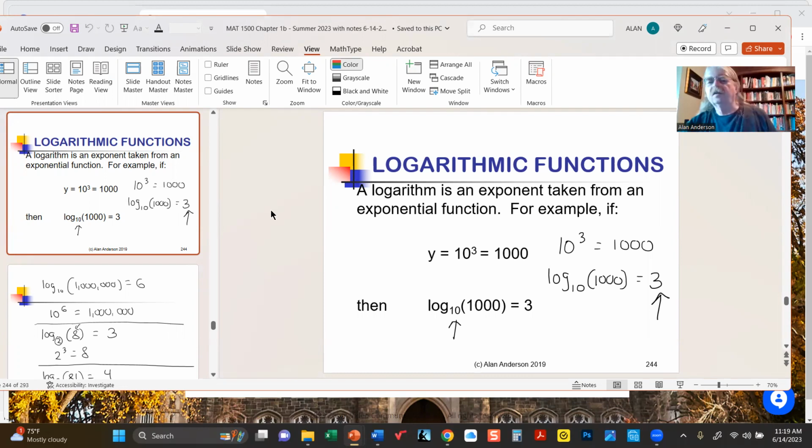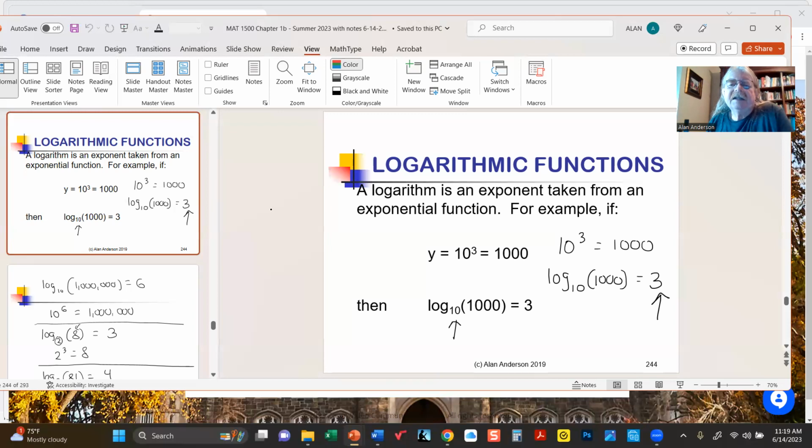Let's just quickly review what a log is. Let's just say, for example, we have the following statement, y equals 10 cubed, which of course is equal to 1,000. Now, if we take the logarithm, and if you notice there's a base here, base 10 of 1,000, that turns out to be equal to 3.